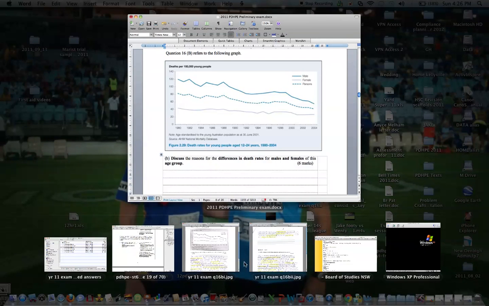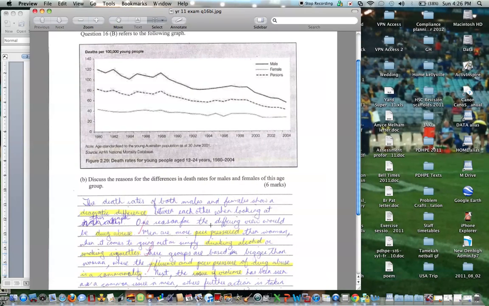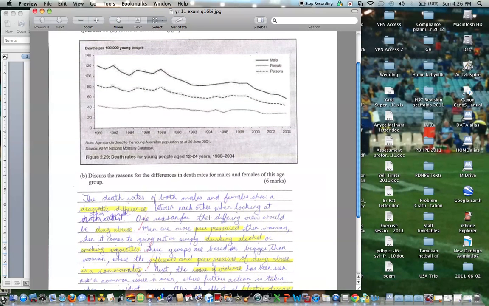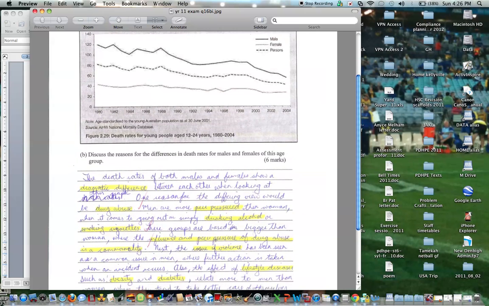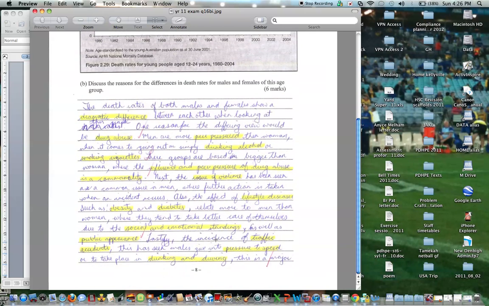Let's go and have a look at some sample answers here. And we've got this one here. First of all, just a little one for us all to remember next time. Anytime you're given a graph in a question or a picture or a diagram or something, you need to make reference to that in your answer somewhere. So we need to keep that in mind for later on.